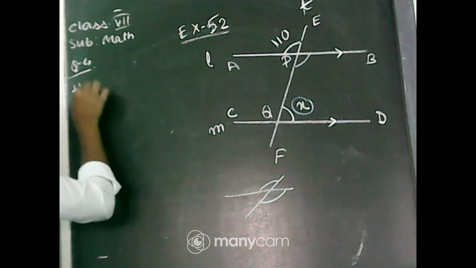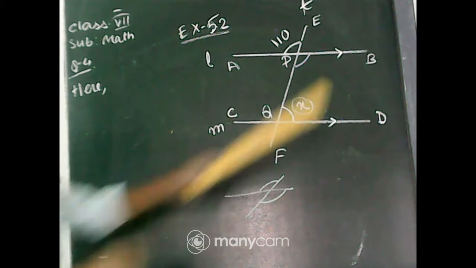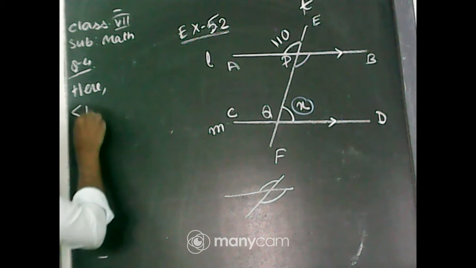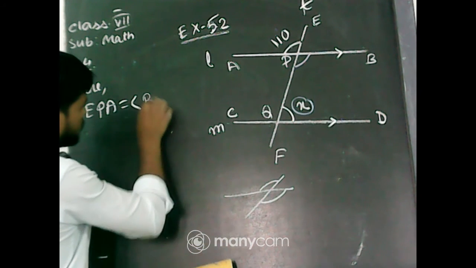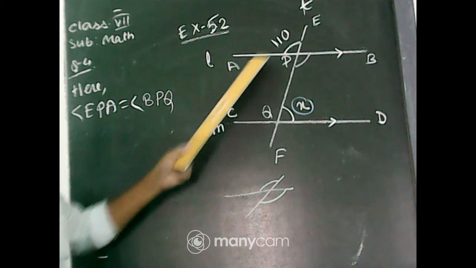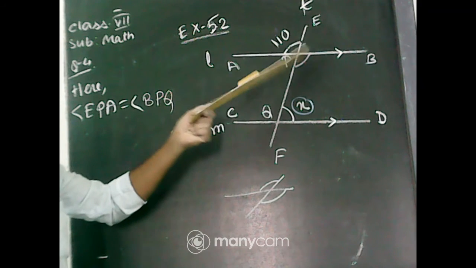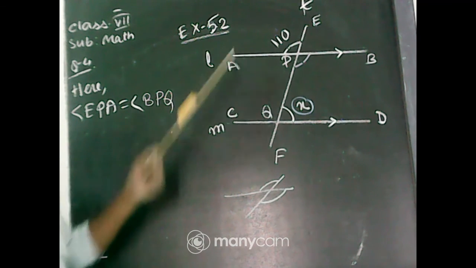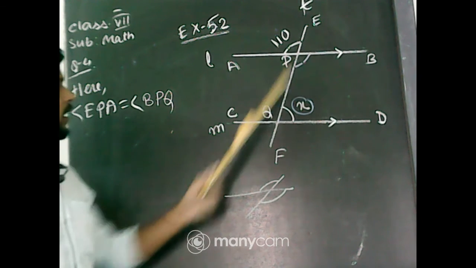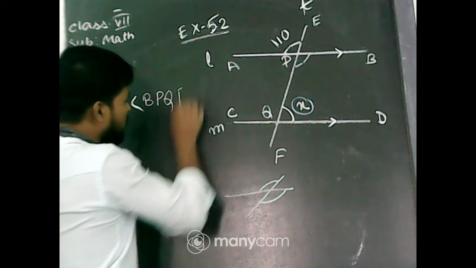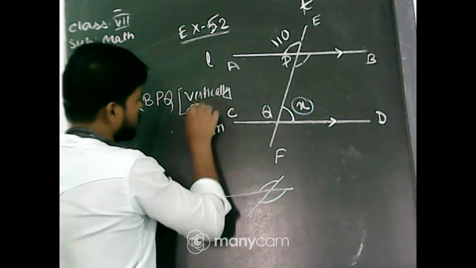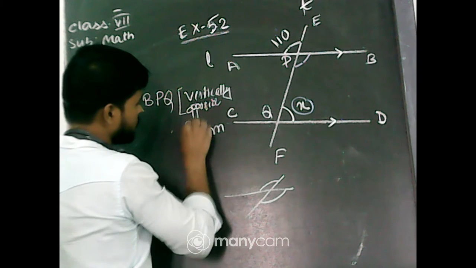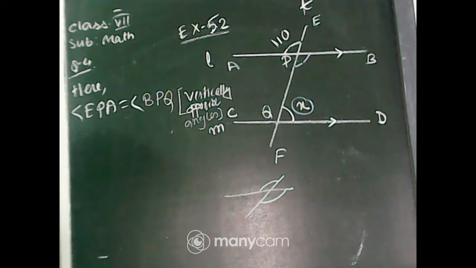Okay, so right here angle EPA is equal to angle BPQ. Look, EPA means this angle, you can see here, and this angle is BPQ. So they will be equal to each other. And what is the reason? The reason is that they are vertically opposite angles, and we know that vertically opposite angles are equal to each other.